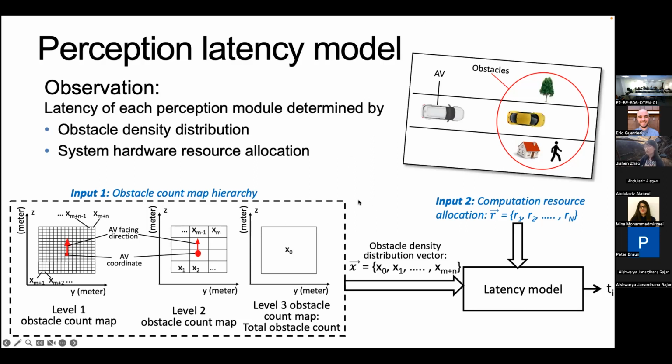So this prediction module is like, given the obstacle density, the traffic density in there, we can map this density on our grid model, and also feed in the different computation resources available on the computing system, like how many GPUs are there, how many GPU cores or CPU cores are available, and then come up with a good enough prediction of the latency.